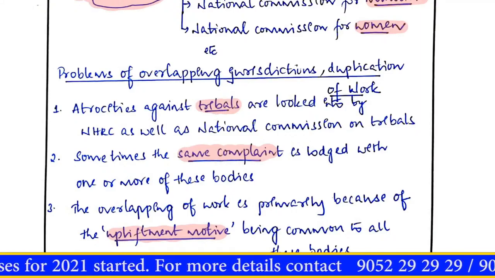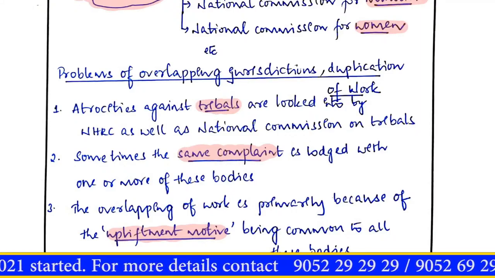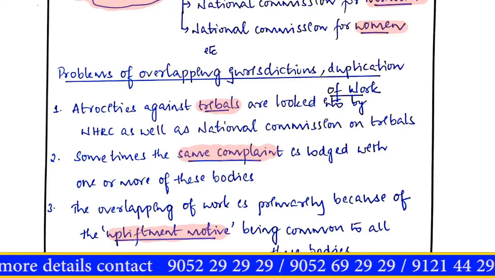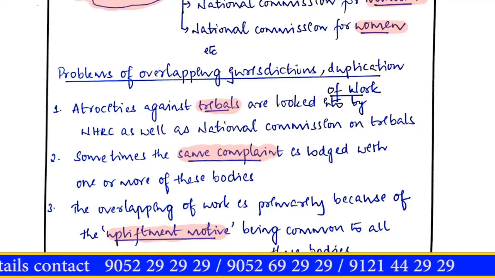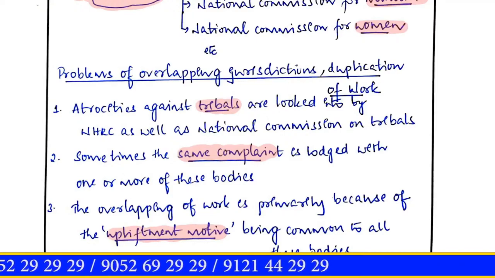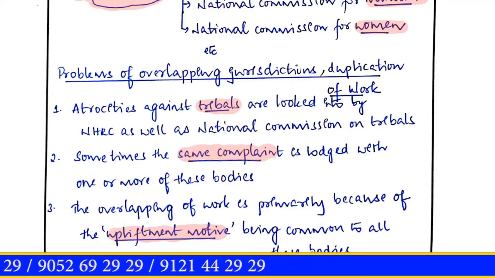In this situation, think about it this way. What if you have a single body? What if you have a single body which can process all these things? There is going to be more coordination in terms of effort and men and material. So that is the idea behind having an umbrella human rights commission, right?